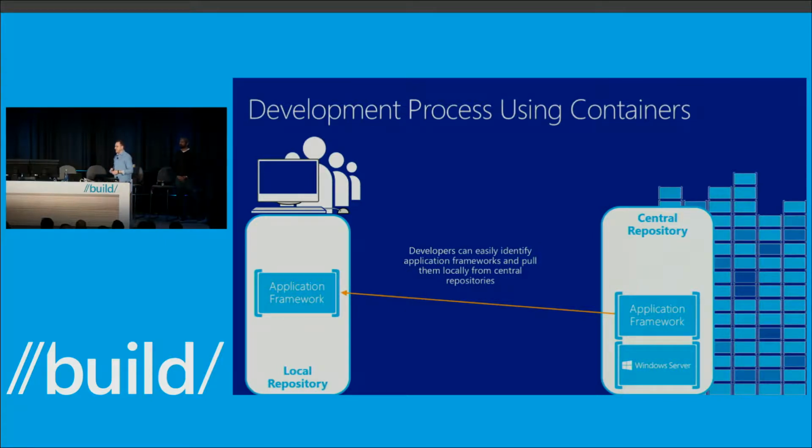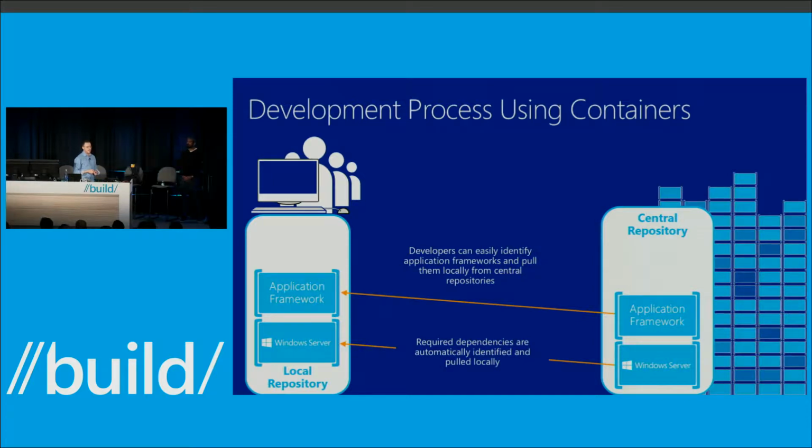Now what happens automatically is any dependencies that application framework had get automatically pulled in as well. This is important because what it really means is I don't actually have to care about the dependencies that framework had. If it's Node.js and it needed this version of Windows or whatever, cool, that's great. I don't have to care. It doesn't matter. I just get the framework I need. That's all I have to talk about.